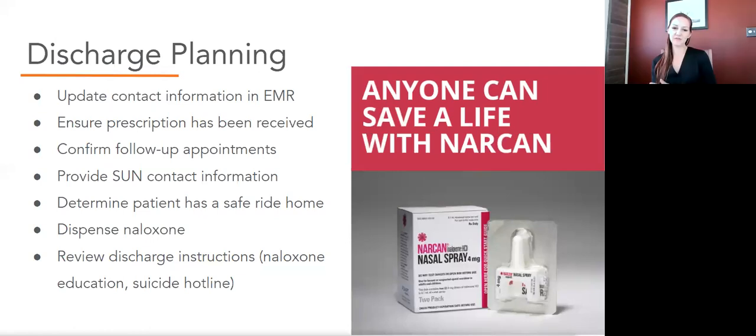All right, let's review some of the key aspects of discharge planning. These are very straightforward nursing 101 pieces of information, but I just want to review them because they're very important for these patients. So updating contact information in the record allows the team to follow up effectively as long as there's good up-to-date information. Making sure the patient actually got their prescriptions that they need, confirm any follow-up appointments as needed, provide them with the substance use navigator contact information.